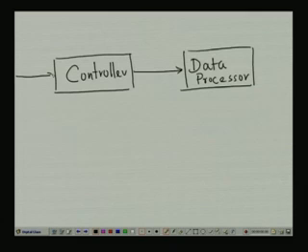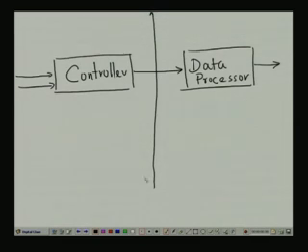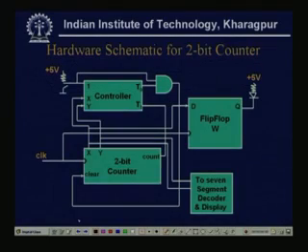The inputs are here and after processing the output. So, actually there will be a partition here. Now, for this particular example of the 2-bit counter, the data processor part is the 2-bit counter, the 2-input AND gate, and the flip flop W. These 3 constitute the data processor parts.